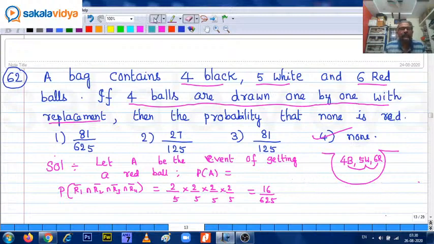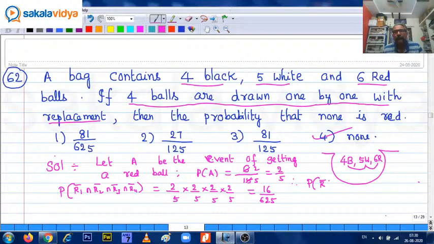Is absolutely correct. Here see the P of A. A be the event of getting red ball. P of A is equal to how many red balls are there? 6 red balls. Upon 4 plus 5, 15. So 3 2s are 6, 3 5s are 15, 2/5.